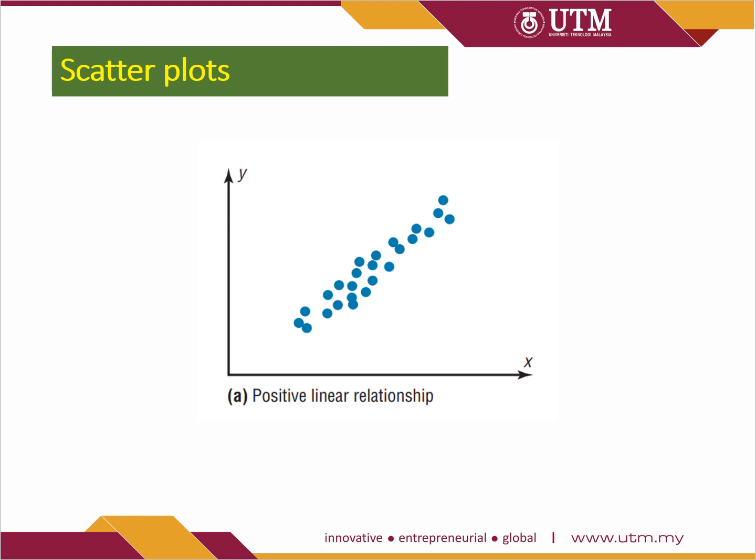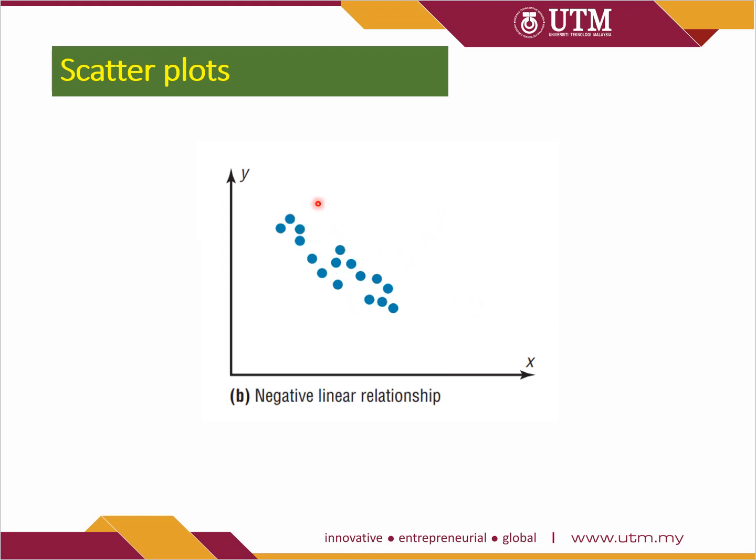Here we have this kind of graph, where the pattern in the points of the scatter plot shows a positive linear relationship. Here, the values of the independent variable x increase, and the value of the dependent variable y also increases. Also, the points form somewhat of a straight line going in an upward direction from left to right. So this is a positive linear relationship.